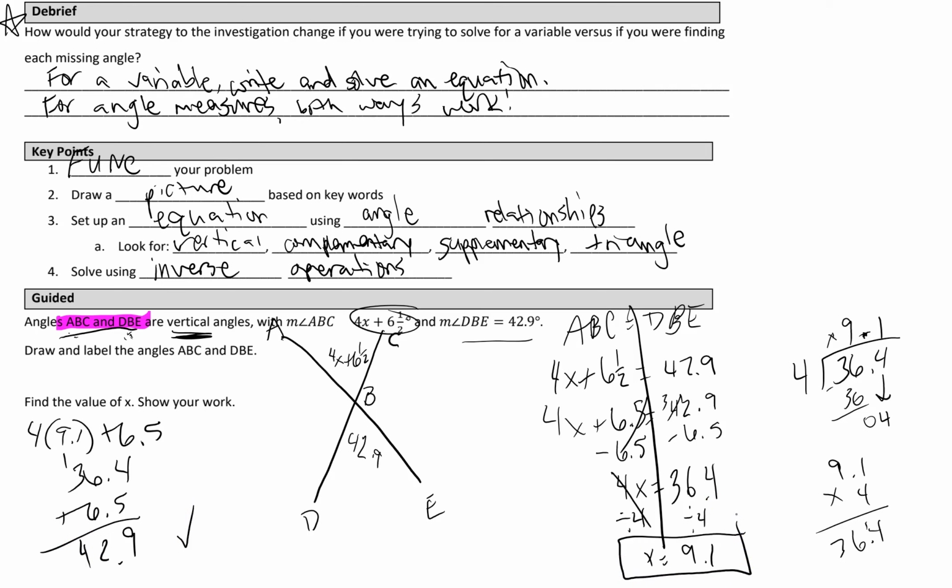x equals 9.1. Again, as you guys are going through today's lesson, always look back to your key points if you're not sure. Use what you know about your angles to draw a picture. Use that picture to set up your equation, and then solve that equation with inverse operations.